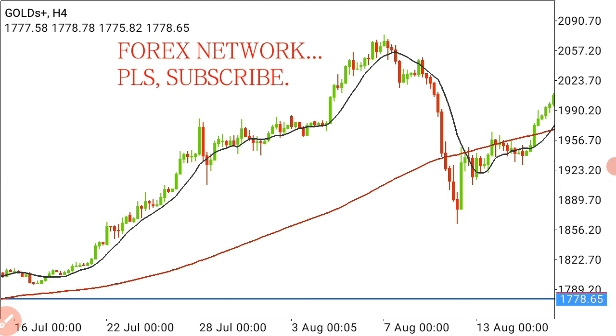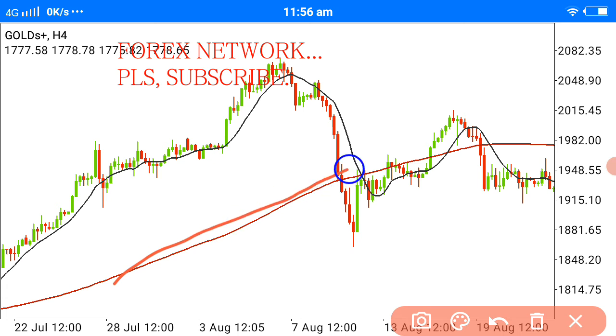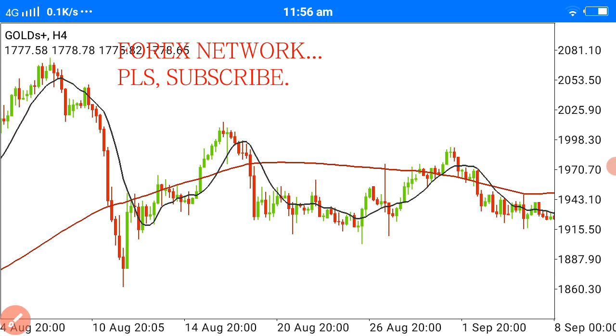Another way is where the moving average is sloping to. The moving average is sloping to the upside, just the way it is currently. You can see it has moved to the upside. That shows that the market is currently in an uptrend.